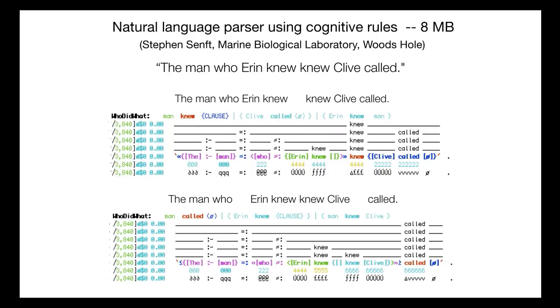Half of that is the dictionary, so it's only 4 megabytes of processor, as opposed to these large language models, which are terabytes of RAM. So here's just an example that's sort of a hard one, and you probably have to read it twice. The man who Aaron knew Clive called. And there's actually 2 meanings that you can take out of that. The man who Aaron knew already, that person knew Clive called. Or the man who Aaron knew that person knew Clive called. And this program spits that out.